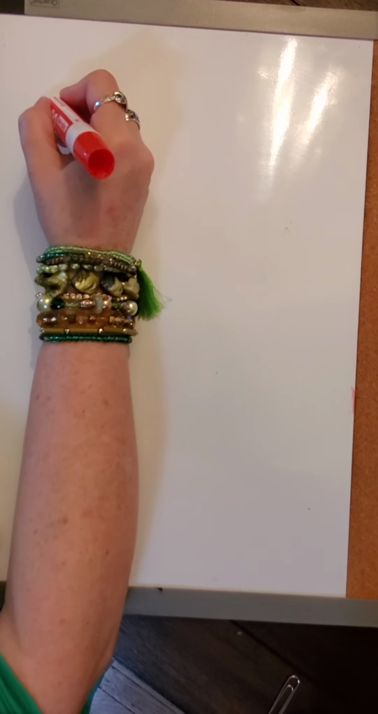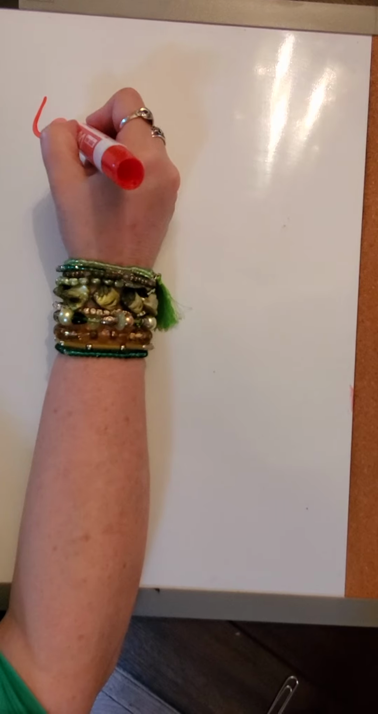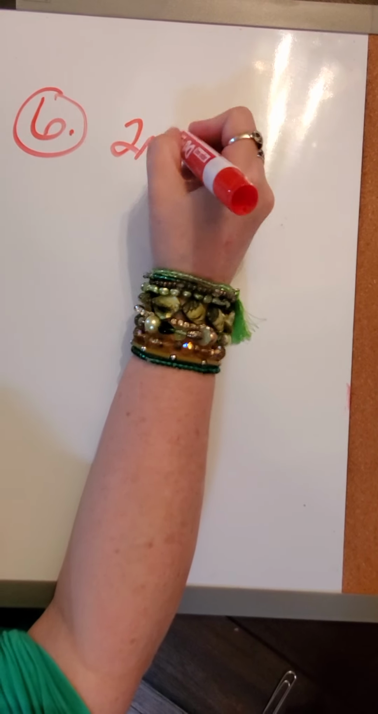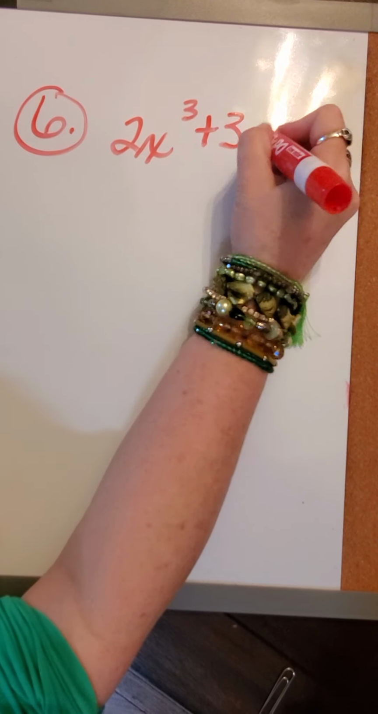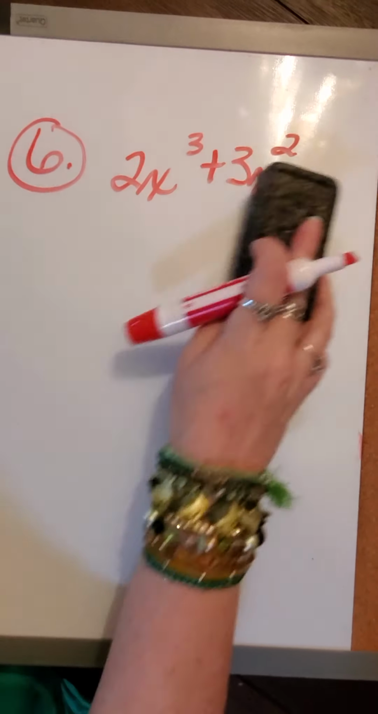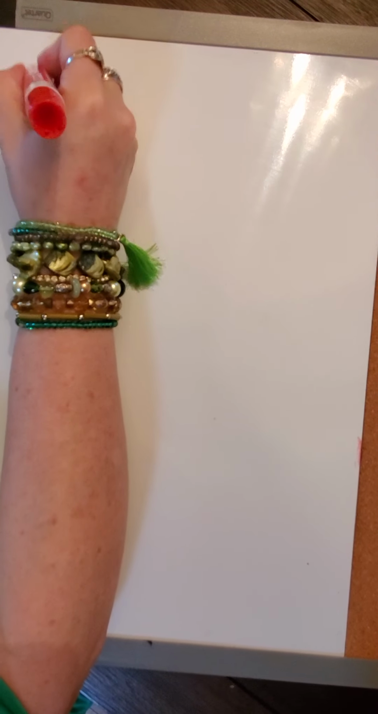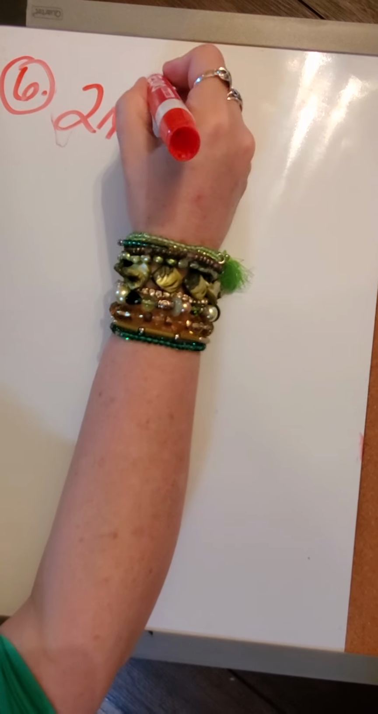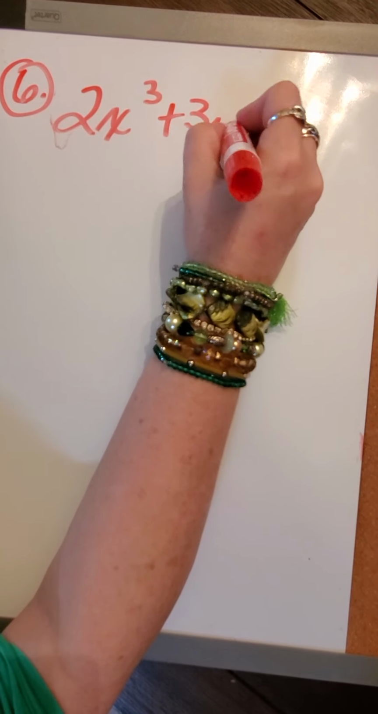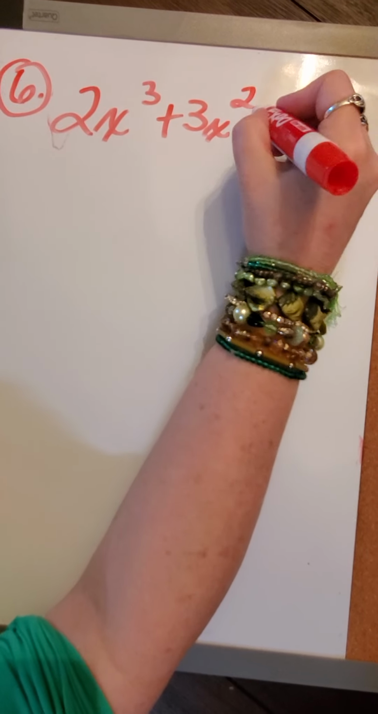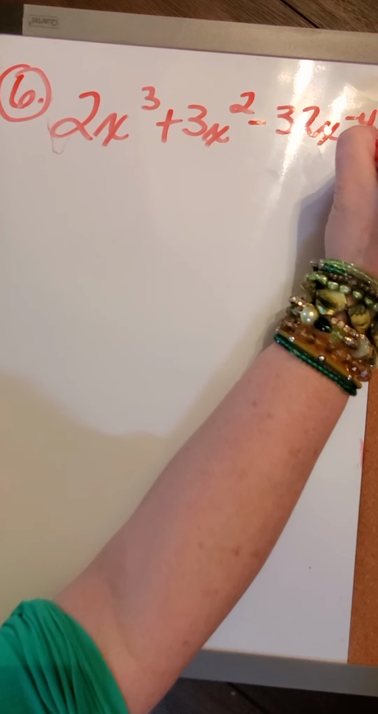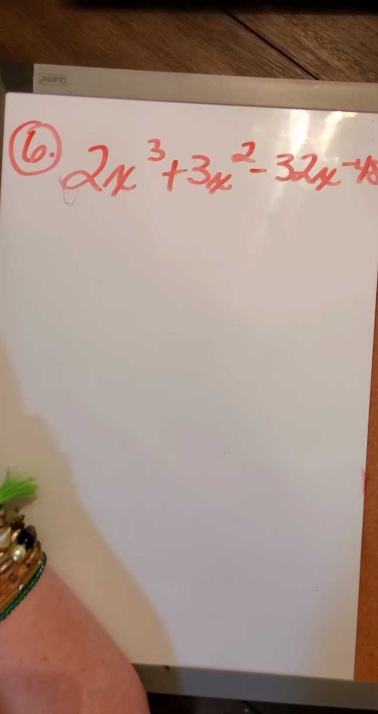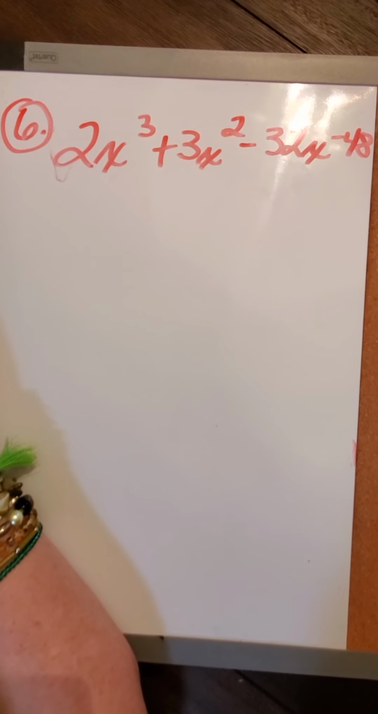Okay, I'm going to do number 6 with you. I'm going to rewrite that. I need to put it on there where it's a little smaller. Okay, this is number 6. We have 2x cubed plus 3x squared minus 32x minus 48.